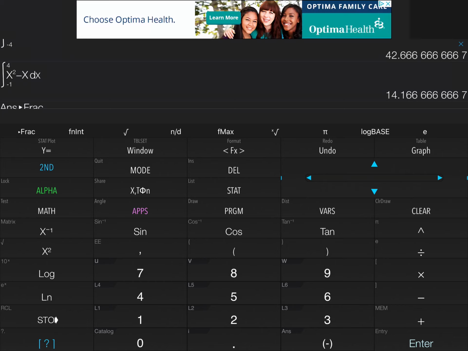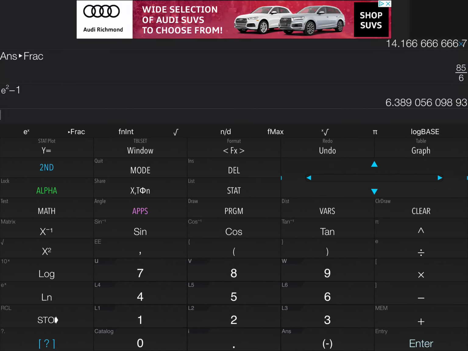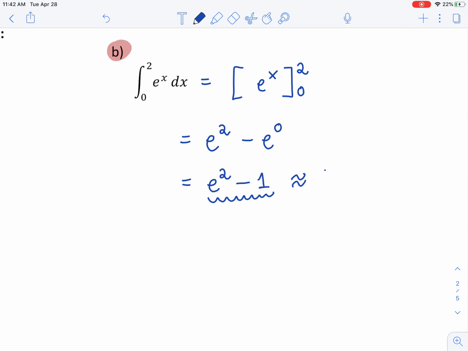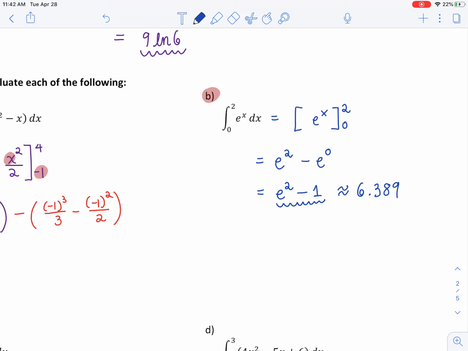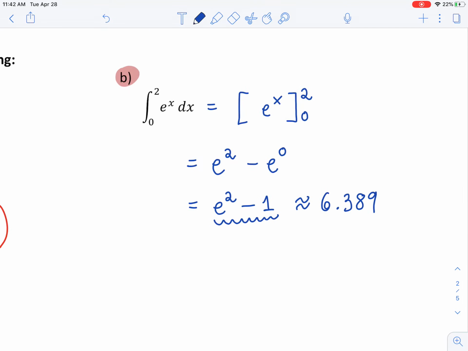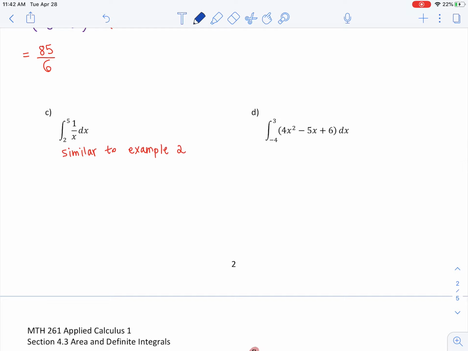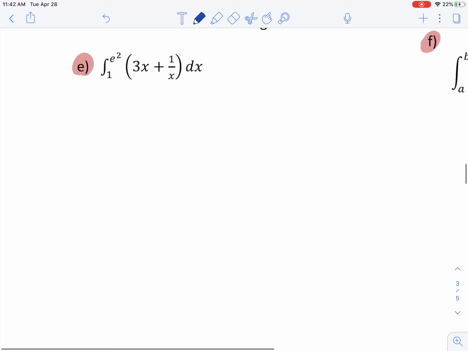But why not? Let me find it. E squared minus 1. That comes out to be approximately 6.389. Okay? All right. So you kind of get it right now. It's finding the antiderivative, plugging in the bounds, and subtracting them. That's really what the fundamental theorem of calculus is saying. That's what we're doing using it.